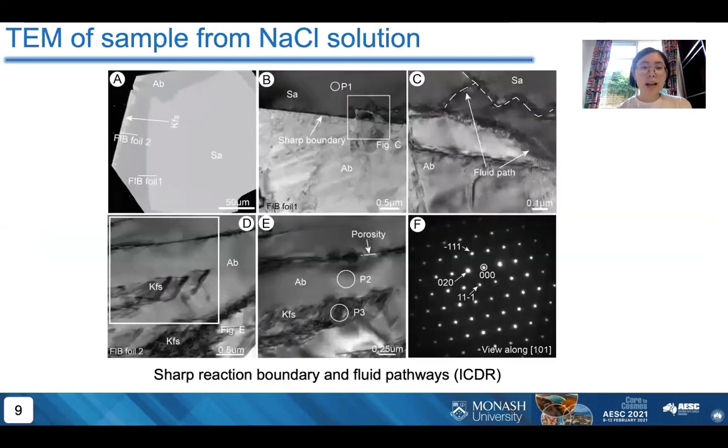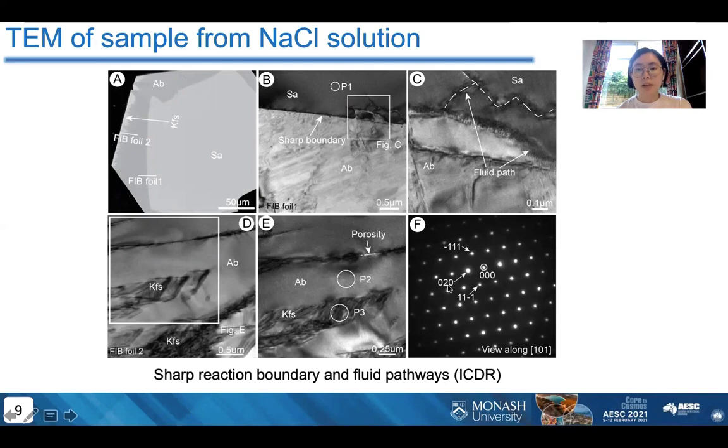We also use the focused ion beam to cut FIB foils for TEM analysis. This sample is from sodium chloride solution, and FIB foil 1 shows the reaction interface between sanidine and albite, and FIB foil 2 shows the reaction interface between albite and K-feldspar. The reaction interface between sanidine and albite is very sharp, and the fluid path visibly propagates towards sanidine. And the sawtooth interface between albite and K-feldspar is because K-feldspar replaces albite along certain crystal lattice planes.